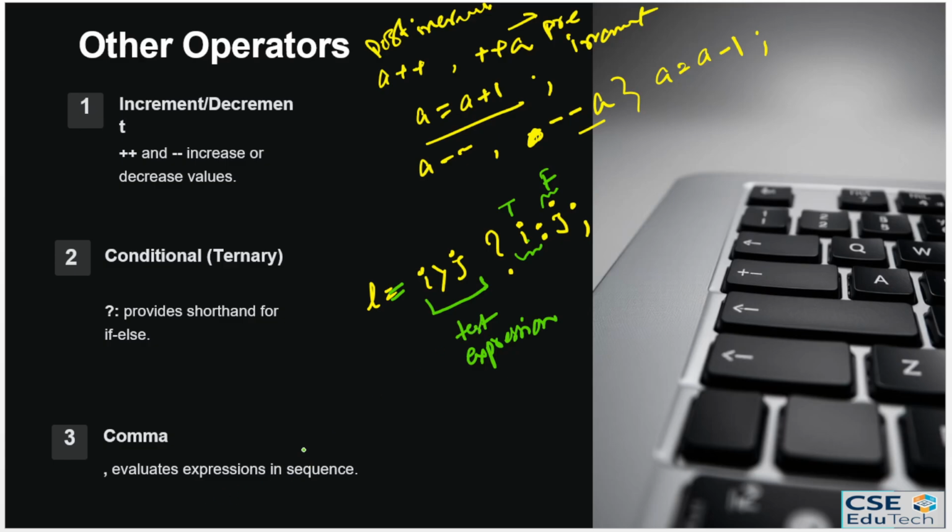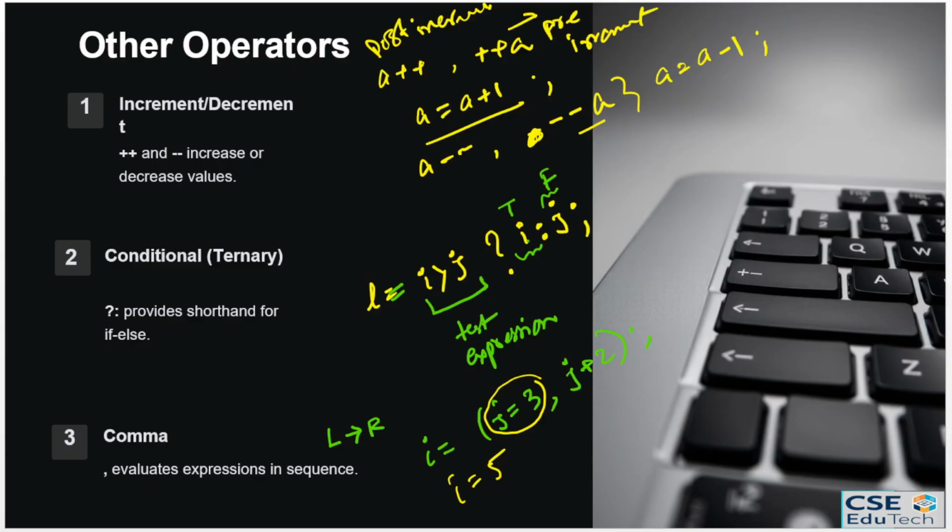Now the comma operator. This comma operator is evaluated from left to right within an expression. For example, suppose we write I equal to J equal to 3 comma J plus 2. So this is the comma operator. Initially the value of J is 3. Now 3 plus 2 is equal to 5. That 5 will be assigned to I. So here the value of I will be 5. Clear? So now we have discussed different operators.